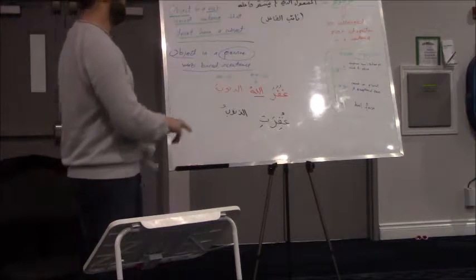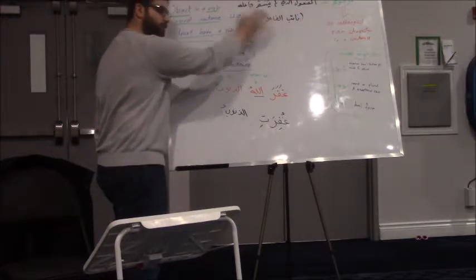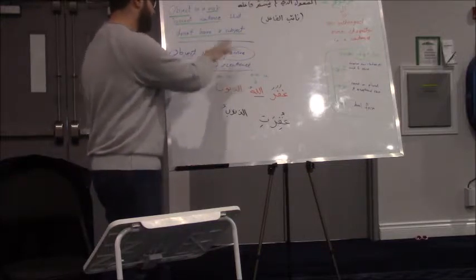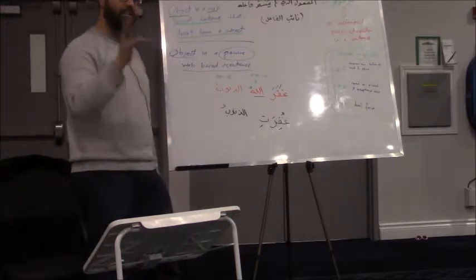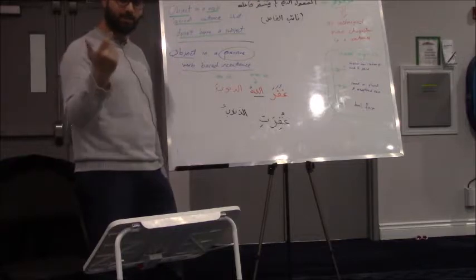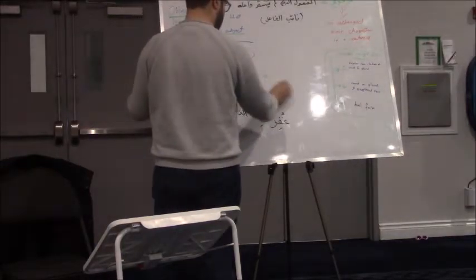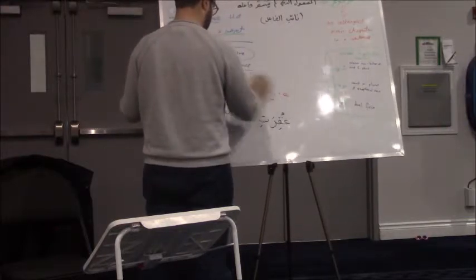Alright? So if you want a simple definition of what نائب الفاعل is, or المفعول الذي لم يسمى فاعله is, you say it's an object in a passive verb-based sentence. An object in a passive verb-based sentence. Passivity being the key word in understanding this. So I'll give you an example.